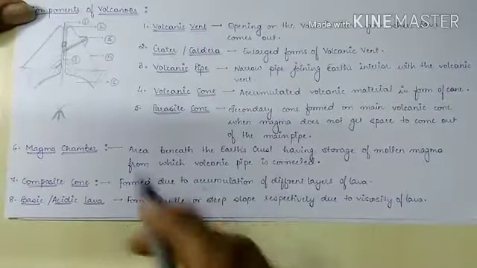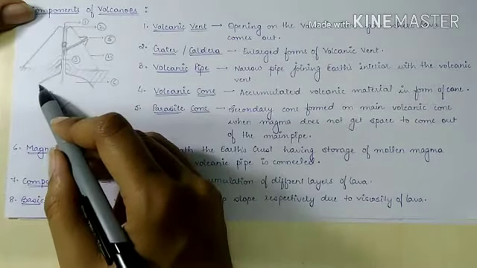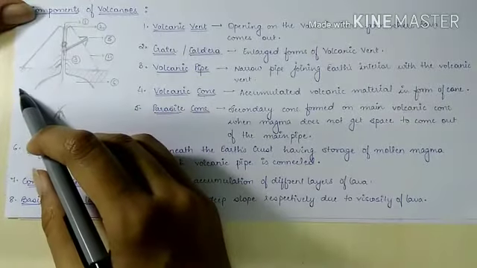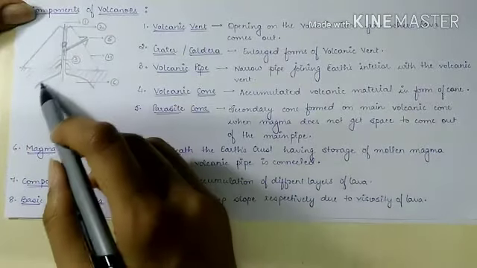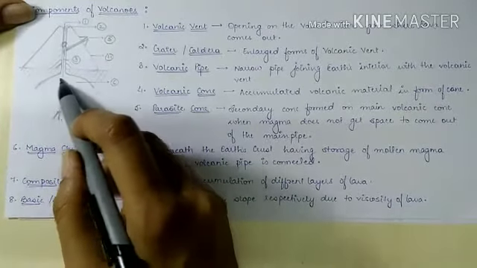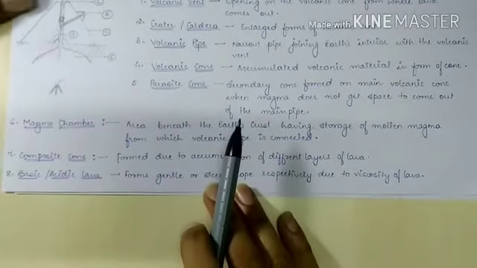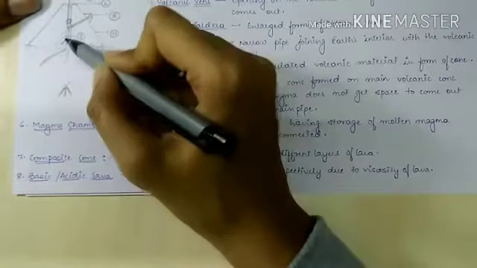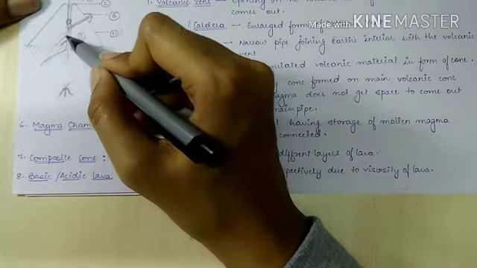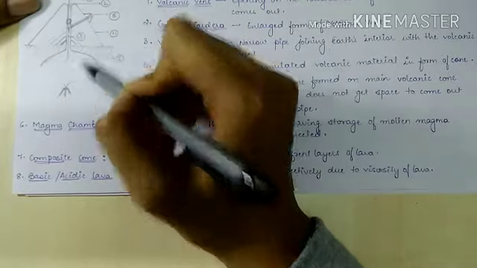Next is magma chamber. This is our magma chamber, and this is connected with the asthenosphere where molten material is present. So this is our magma chamber, and only when the magma gets collected here does it outburst. Next is composite cone. I have told you that when layer by layer, one after the other, the lava gets accumulated and forms a cone, this type of cone is known as composite cone.